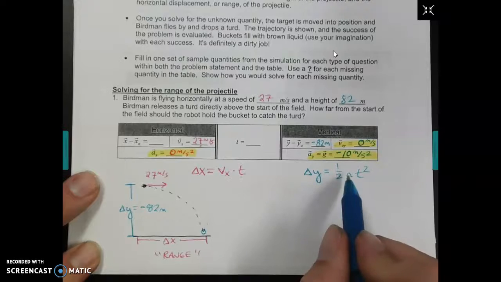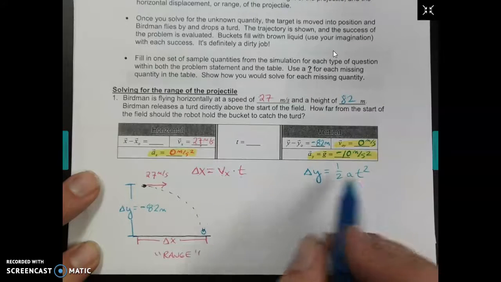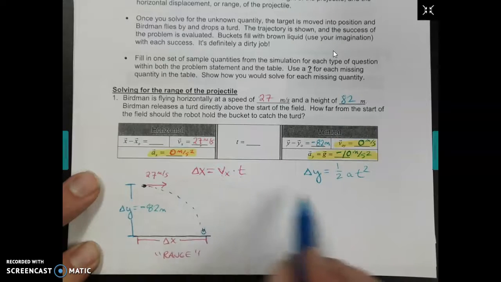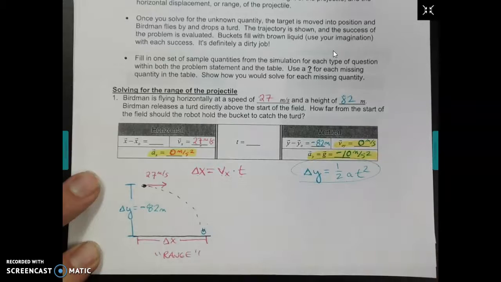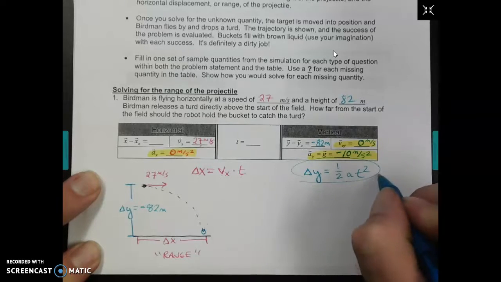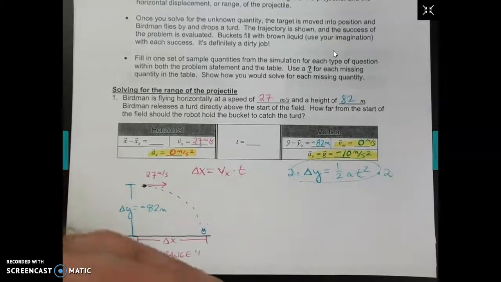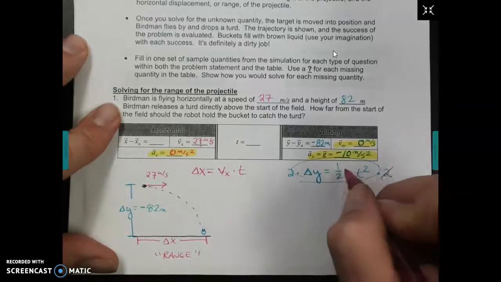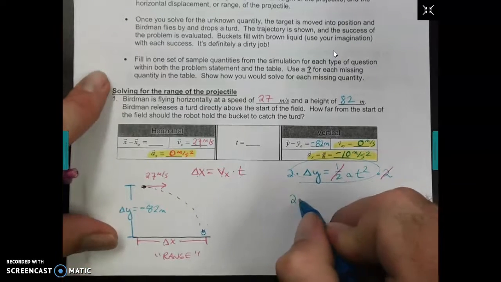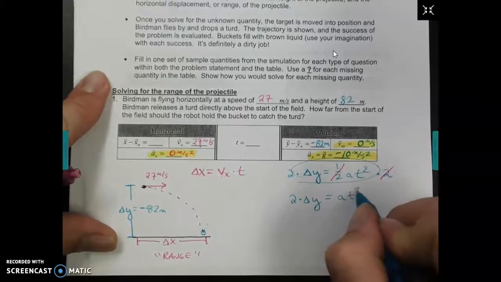I'm going to rearrange this equation first and get it in terms of time, since that's what we're after. And then once we know the time, we can plug it back into the horizontal equation to solve for the displacement. All right, so how do we take this equation and rearrange it in terms of time? The first step is to get rid of the 1/2 fraction. We can do that by multiplying both sides by 2. And when I multiply both sides by 2, the 2 and the 1/2 on the right side of the equation cancel each other out. And so we're left with 2 times our displacement is equal to acceleration times time squared.